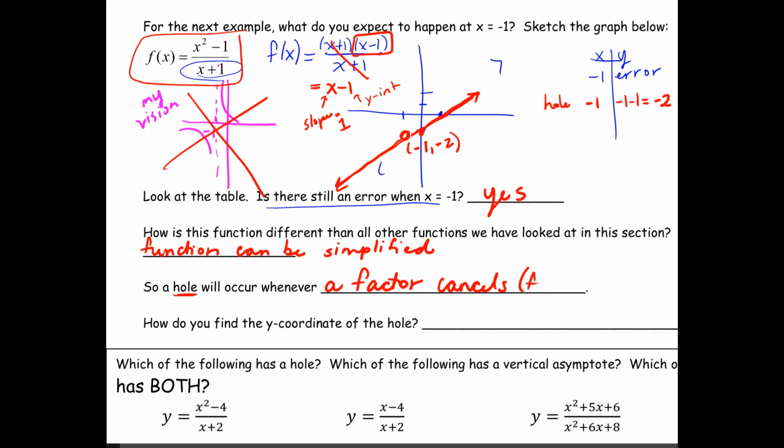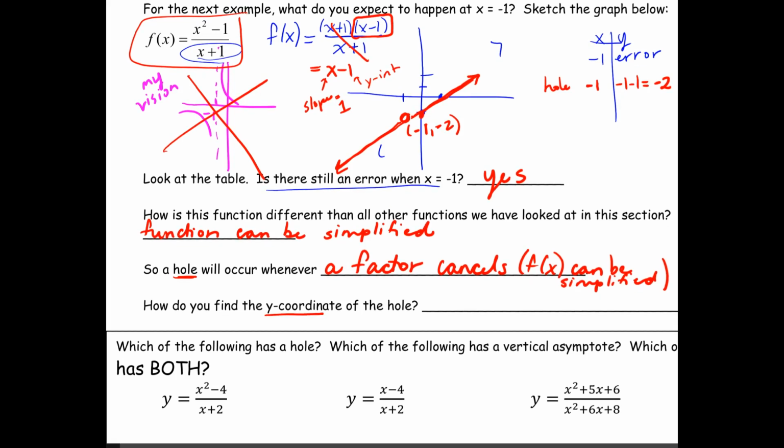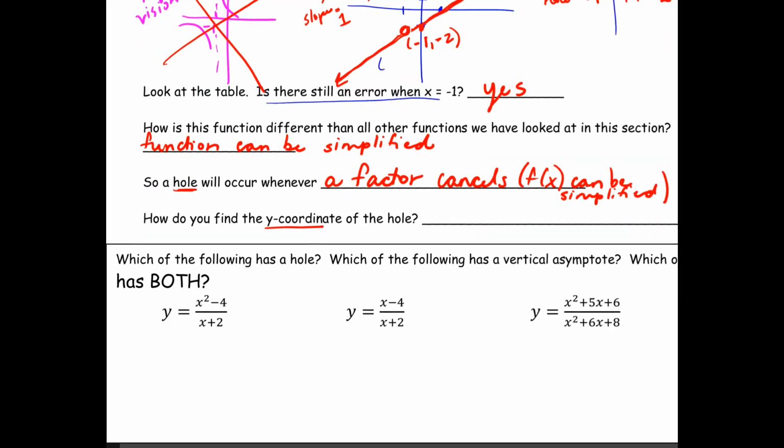Or you can think function can be simplified. And then how do you find the y-coordinate of the hole? We did that above. You plug it into, why can't you plug it into the original function? Why do I say reduced function? You can't put -1 in the denominator. Excellent. You'll get an error. So that's why you have to plug it into the reduced function. Excellent. So how do you find the y-coordinate of the hole?